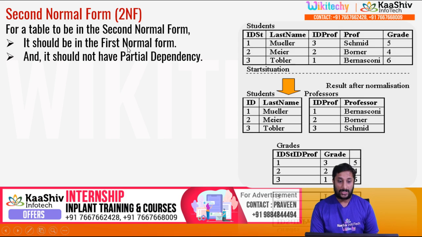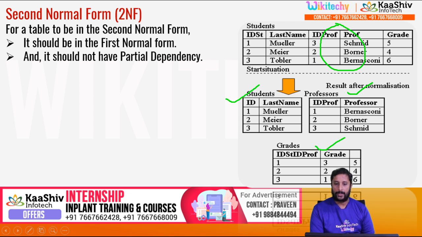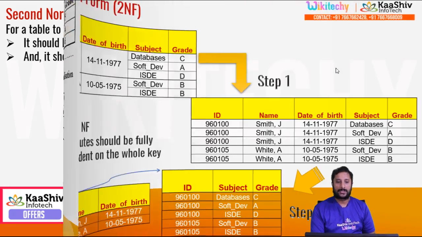It should satisfy first normal form and not have partial dependency. You are able to see I got my ID and the last name, and I got the professor's ID and this one. These two are different. So why can't I separate the professor into a separate table? I got a student table, a professor table and a grade table. It should not have partial dependency. These two are not dependent, so remove it. So this is how your second normal form works.